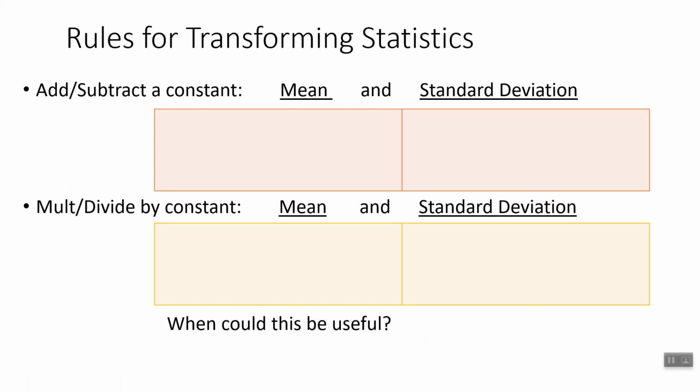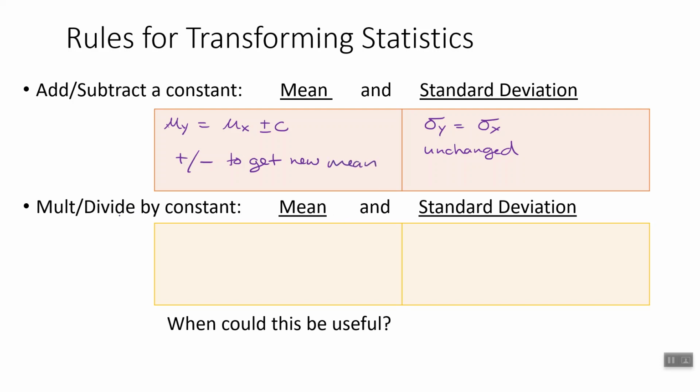All right, so that gives us our rules. So for a new mean, if we're just adding or subtracting by a constant, then we take our old mean. So let's say our new mean is our old mean plus or minus whatever that constant is. Standard deviation, the new one, is the same as the old one. This is unchanged. This one we just add or subtract to get the new mean.